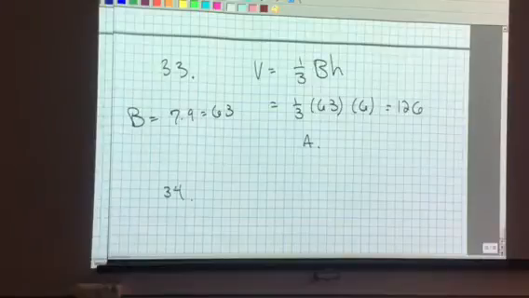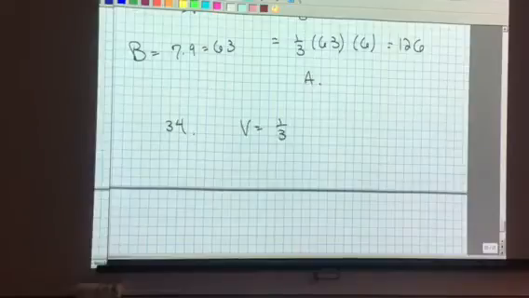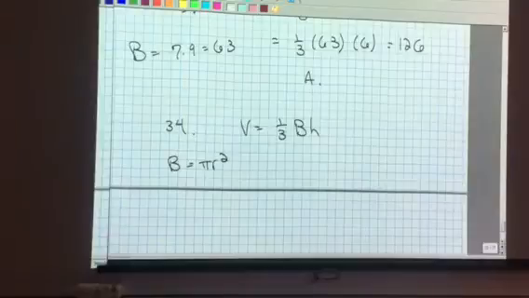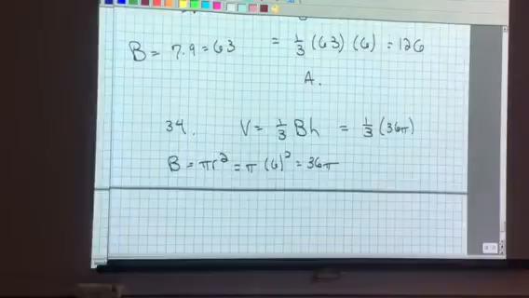34, calculate the volume of this cone. Well, a cone is again 1/3 the area of the base times the height, where the base area is a circle. So it's pi r squared. And the radius they give us is 6. So it equals 36 pi. So in this case, the volume is 1/3 times 36 pi times the height of the cone, which is 7.